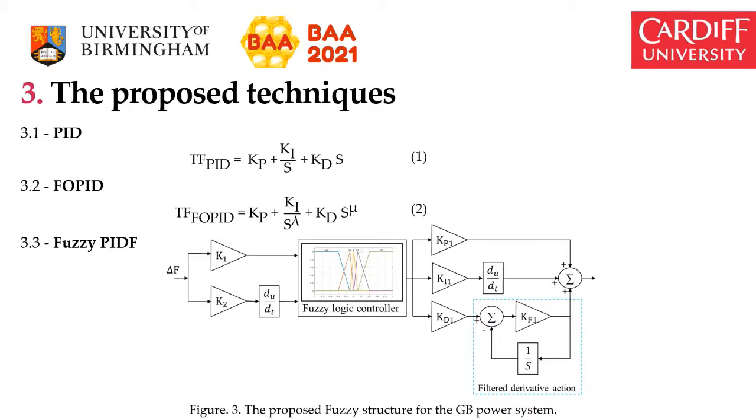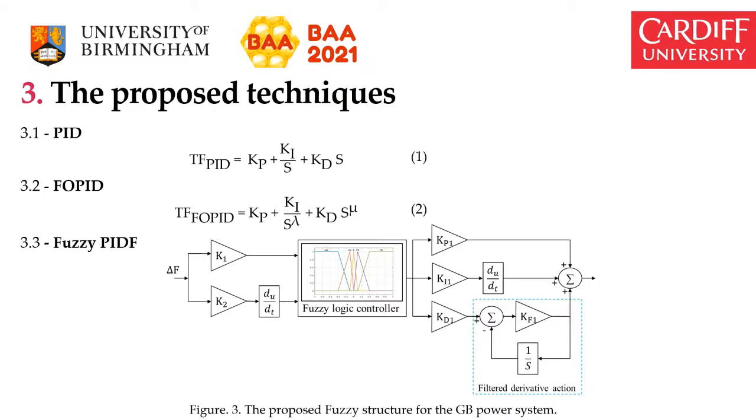Firstly, the classical PID tuned by the BEAS algorithm, expressed in equation 1, is designed. In this case, 3 parameters are tuned by the BEAS algorithm, namely the proportional gain Kp, integral gain Ki, and the derivative gain Kd. Then, the fractional order PID is designed, where 5 different parameters are optimized by the BEAS algorithm. Further, a new fuzzy structure shown in figure 3 is designed.